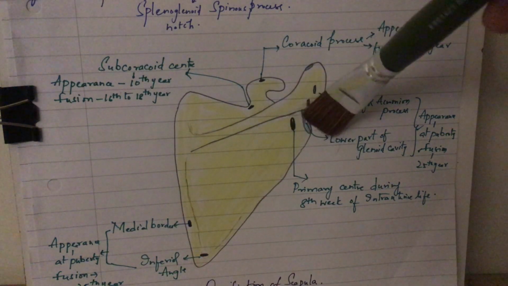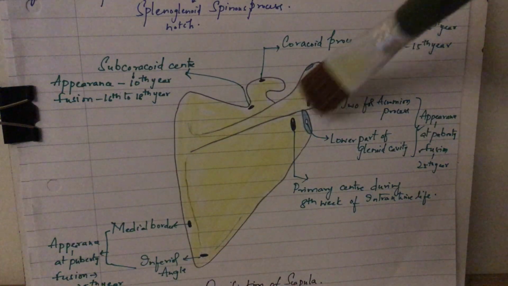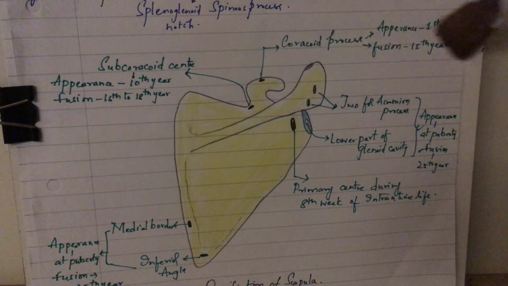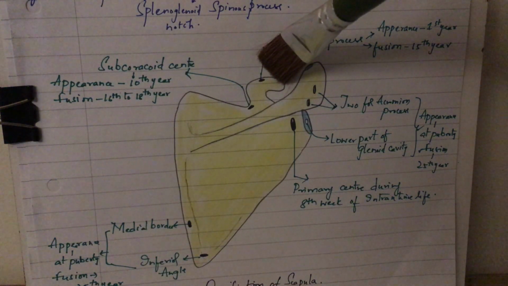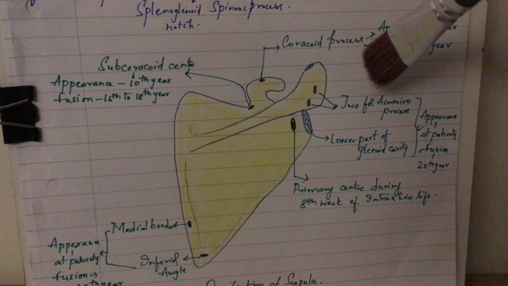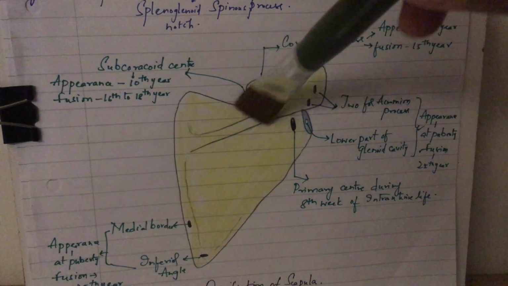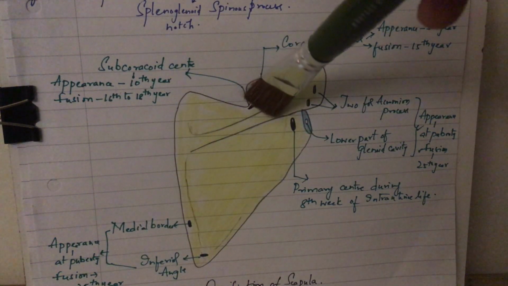Then the first secondary center appears in the middle of the coracoid process. This is the coracoid process. From the middle of the coracoid process, the first one appears and fuses by the 15th year. The subcoracoid center appears at the root of the coracoid. This is the subcoracoid. It appears at the 10th year and fuses around the 16th to 18th year.